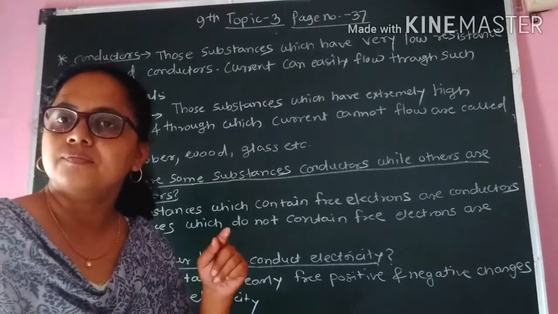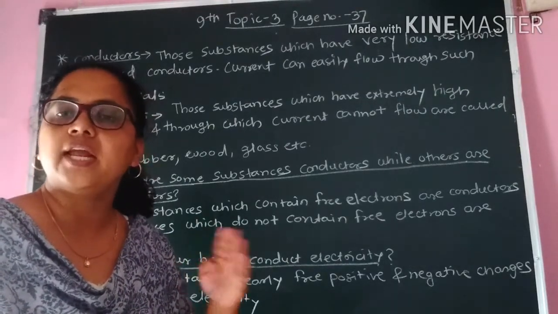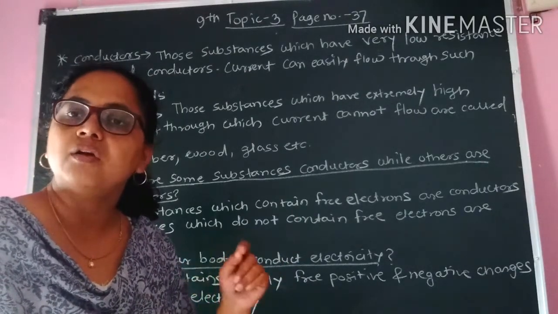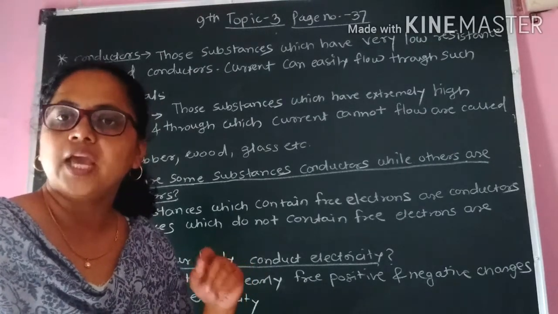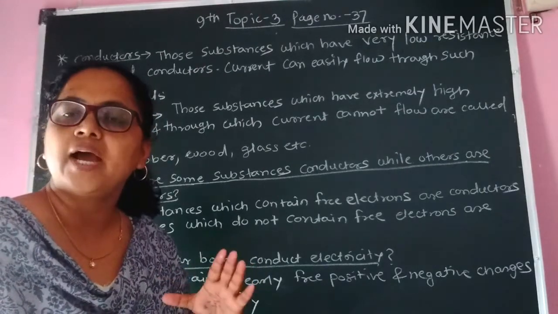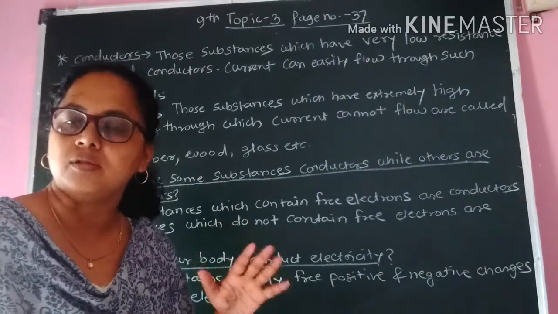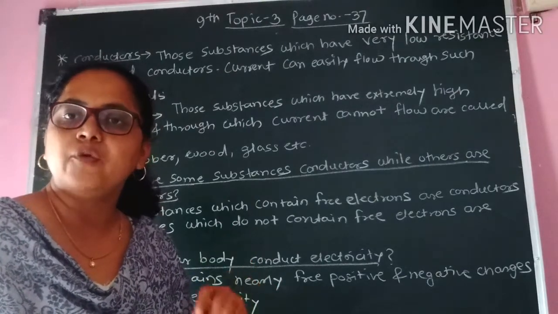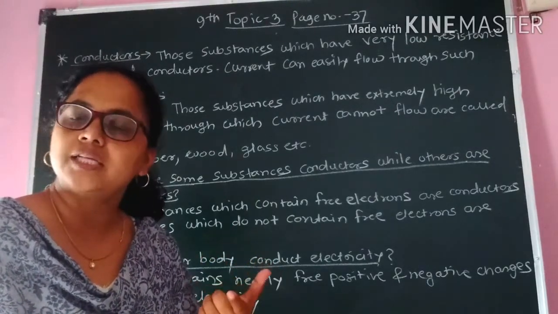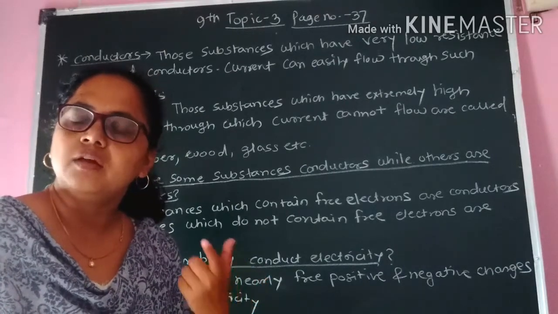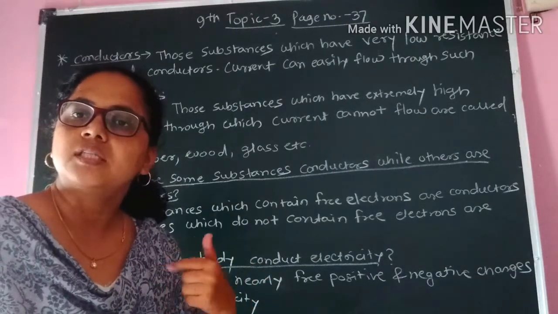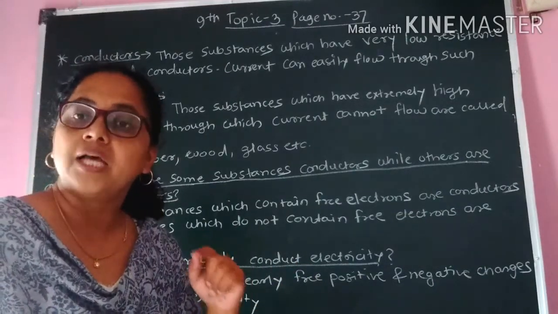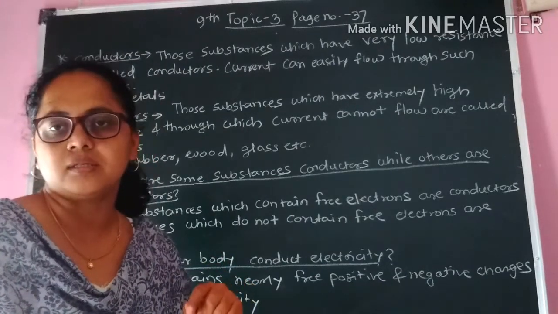To pass current through any substance, free electrons are necessary. We have seen how current flows through a copper wire. We have also seen the diagram. A copper wire contains a large amount of free electrons. These free electrons constitute the current when we apply the battery. When you attach the battery to the copper wire, the free electrons start to move in a particular direction. That is called current. So for the passing of current, free electrons are necessary.